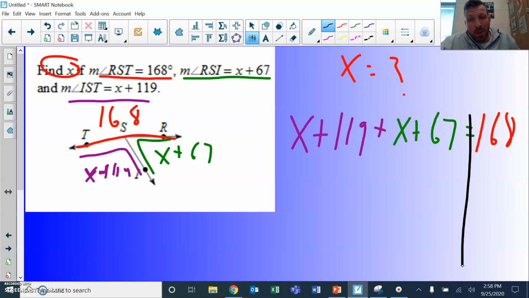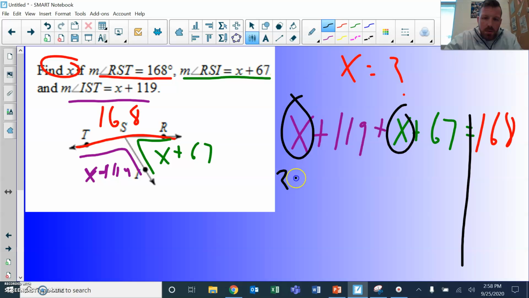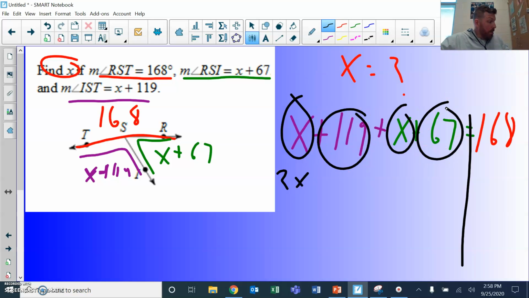So how do I solve that? Well, we got to combine some like terms. We set it up this way because of angle addition. Now we're going to use algebra to combine like terms, which are x and x, which makes 2x. We have 119 and 67. Again, we better take our calculator and check it out. 119 plus 67 equals 186. It's always good to check. We don't want to get things wrong because we added incorrectly.